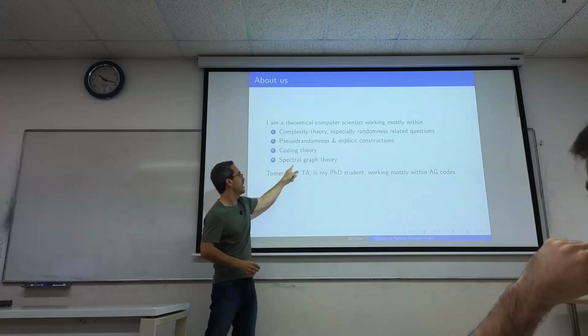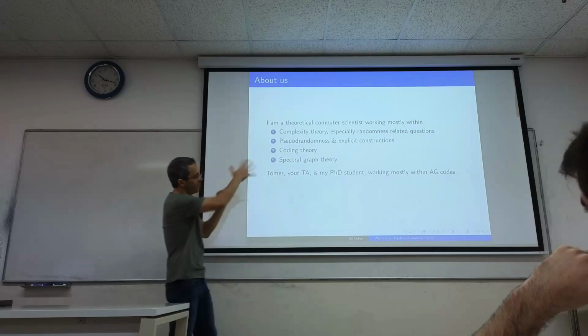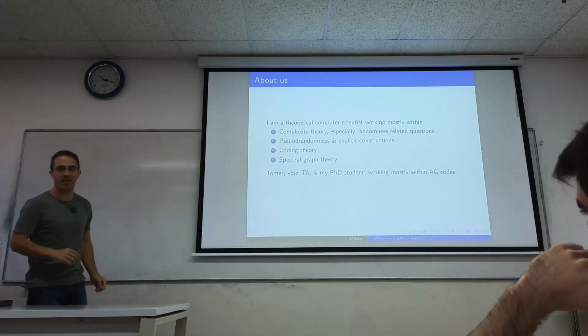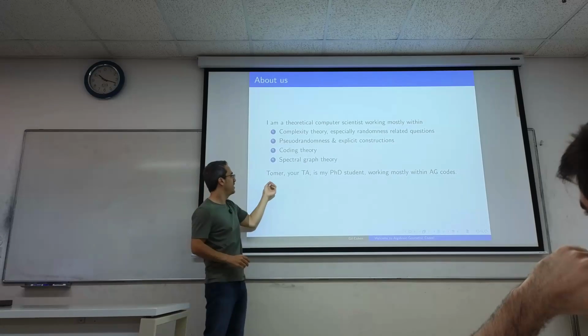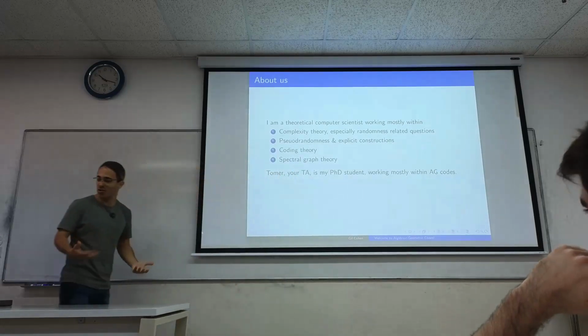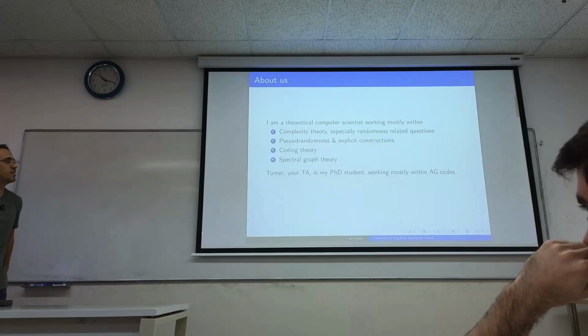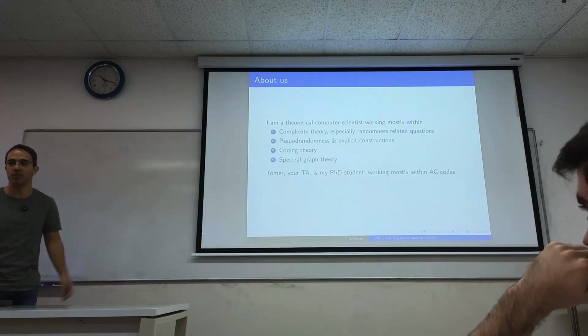So maybe last semester I gave a course about free probability and spectral graph stuff. And this is now my other face, the one that likes polynomials and algebraic geometry. Tomer, who sits here, will be your TA. He's my PhD student, and he does AG codes. He tries to use AG codes to solve interesting problems that we don't know how to solve.